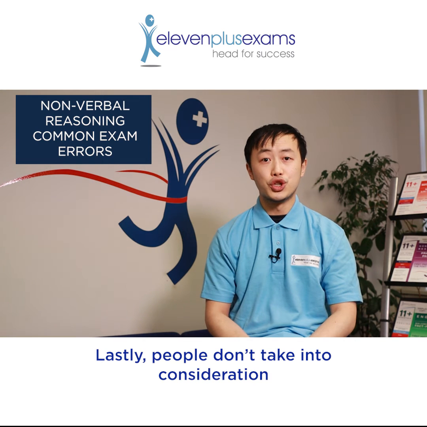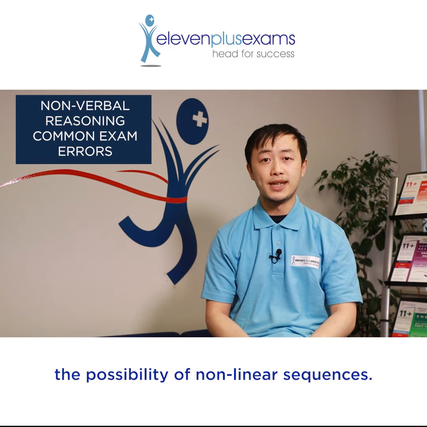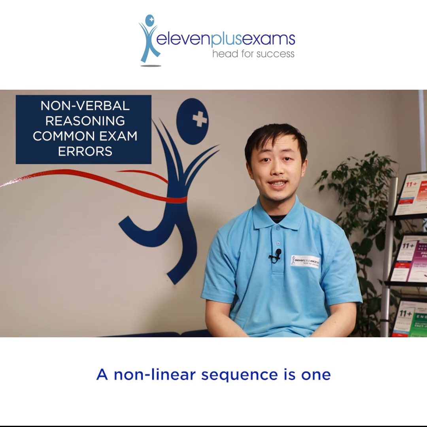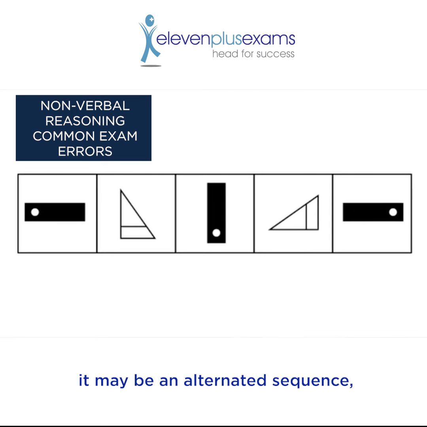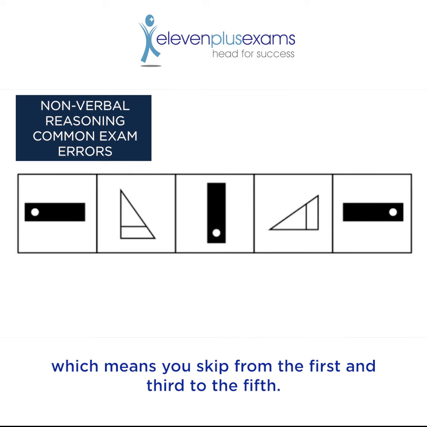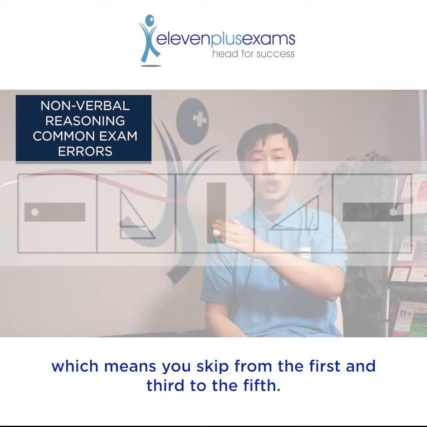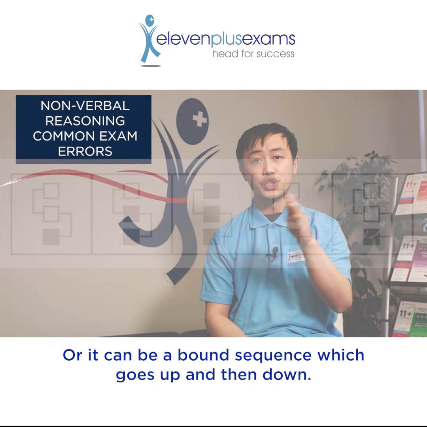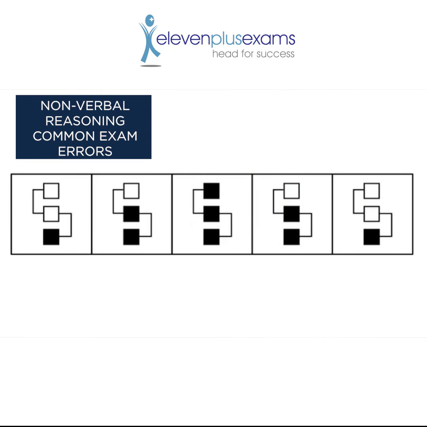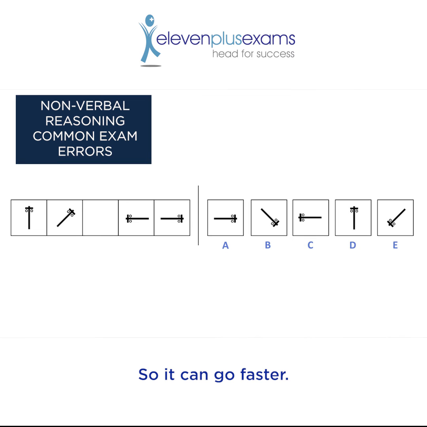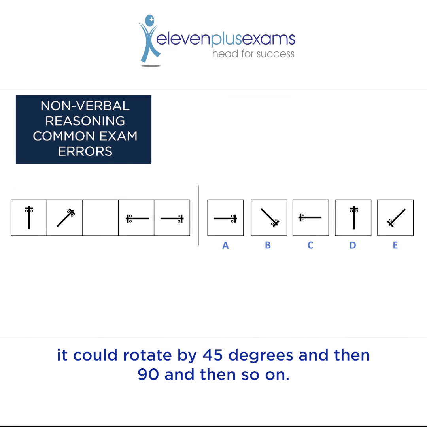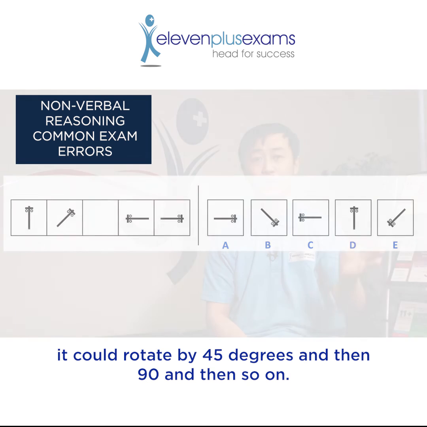Lastly, people don't take into consideration the possibility of nonlinear sequences. A nonlinear sequence is one where it doesn't go exactly 1, 2, 3, 4, 5. It may be an alternating sequence, which means you can skip from the first to the third to the fifth, or it could be a bound sequence which goes up and then down, or it could be a sequence which skips, so it can go faster. It could rotate by 45 degrees and then 90 and then so on.